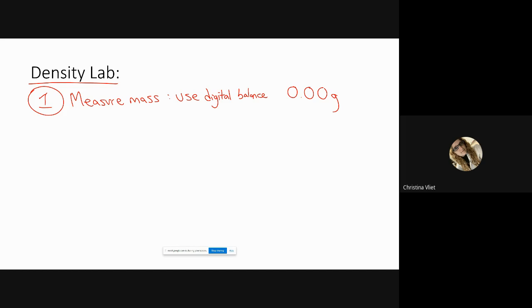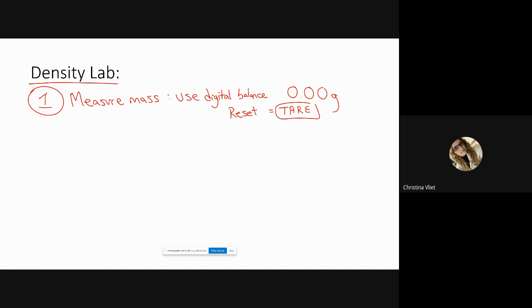If you see any other number that's not 0.00, what should you do? There's a button in the middle you press. Reset. The balance has the tare key. It's called tare. So that will reset it back to 0.00, and then it'll measure whatever it is that you're measuring. So that's the first thing you need to know. Whenever you measure mass, you use the digital balance.